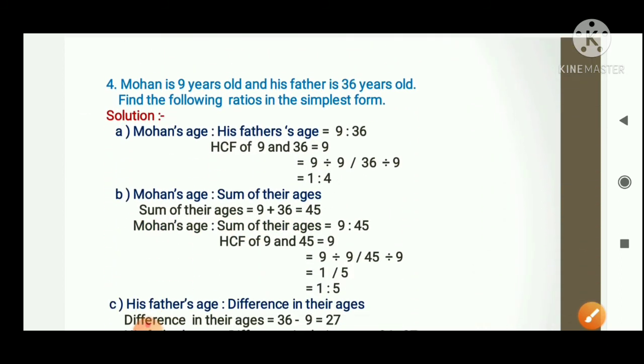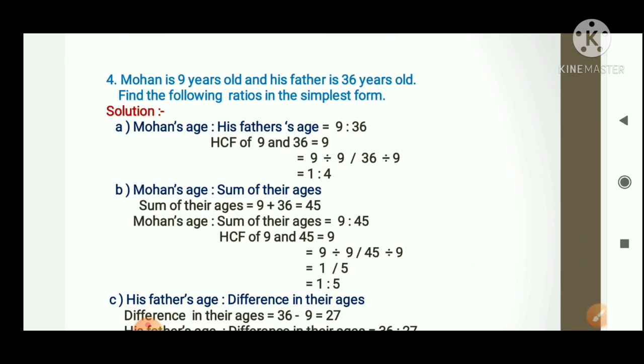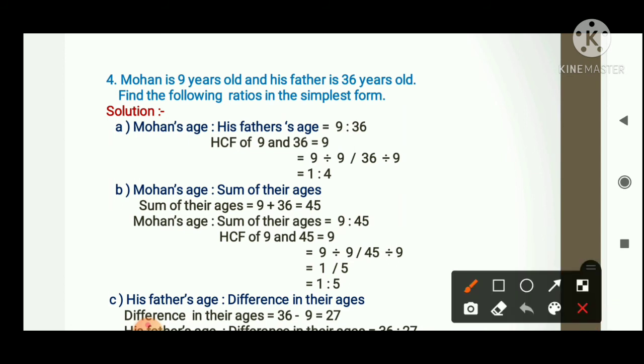Now next word problem. Mohan is 9 years old and his father is 36 years old. Find the following ratios in the simplest form. So first ratio we have to find is Mohan's age to his father's age. Here Mohan's age is 9 years old and his father's age is 36 years old. So we get its ratio 9 is to 36. Now we can express as a fraction, 9 upon 36.